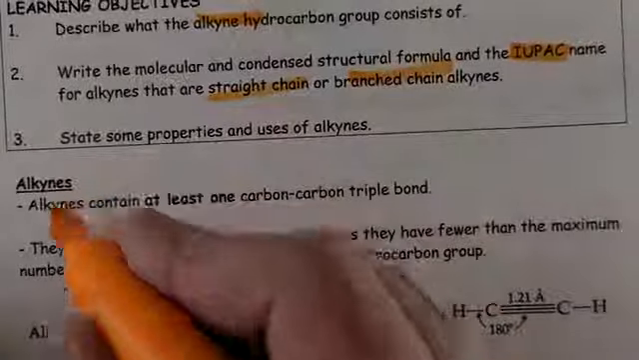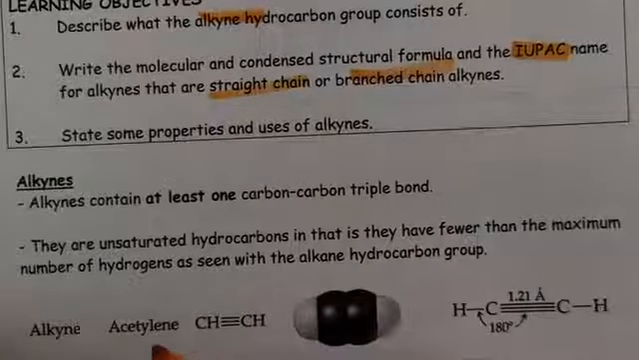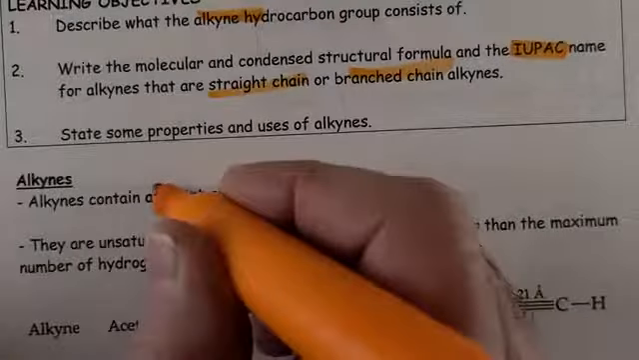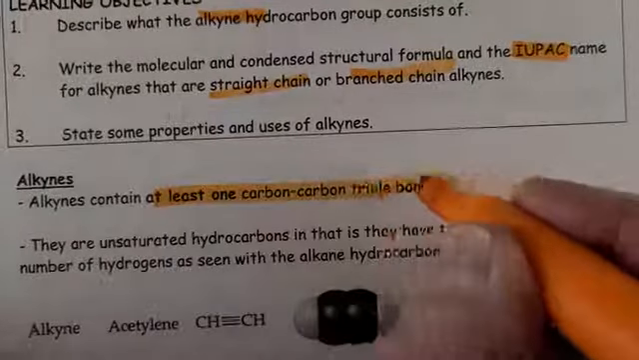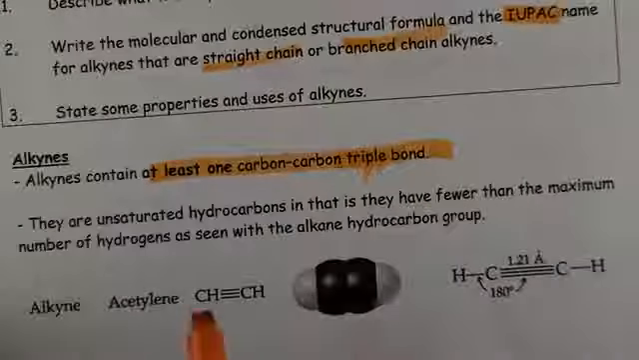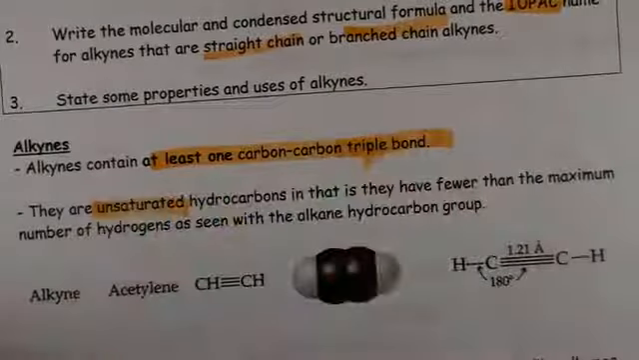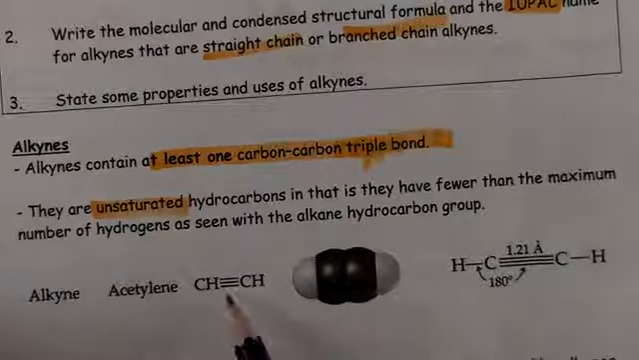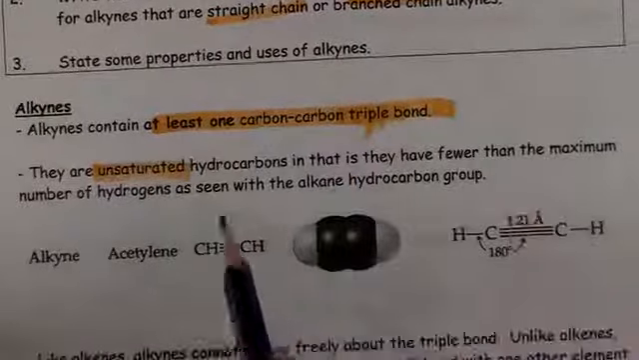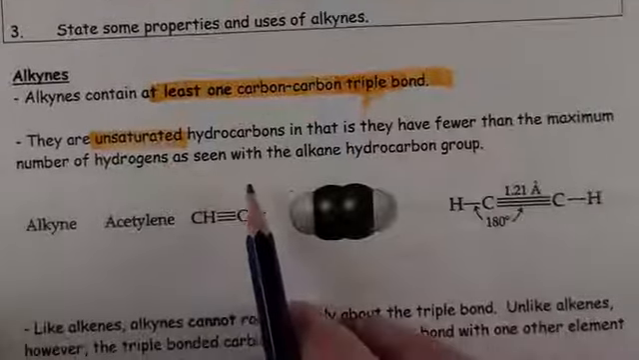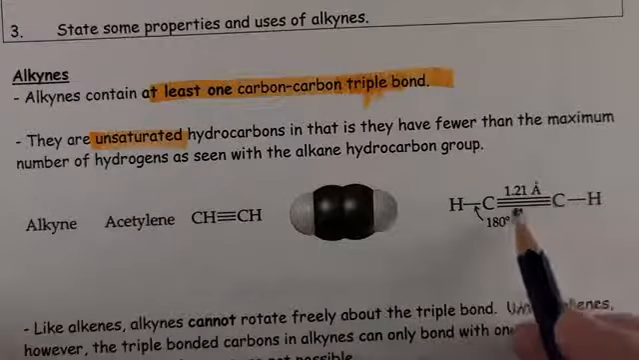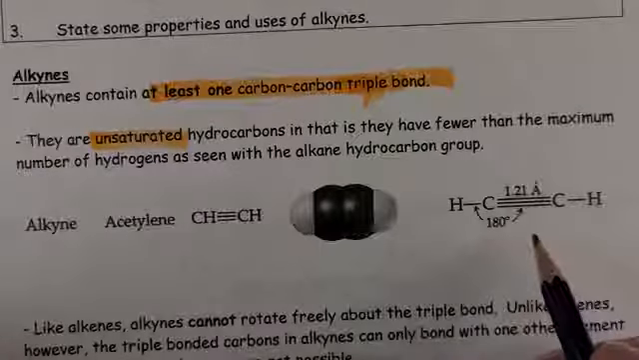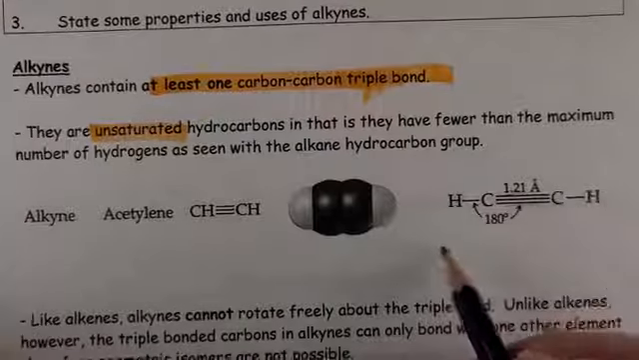As you can predict, alkanes had single bonds, alkenes had one or more double bonds, so alkynes have at least one triple bond. And of course they are unsaturated, so they contain less than the maximum amount of hydrogens because they have a triple bond. If I have two carbons bonded together with a triple bond here, I would only need one extra hydrogen.